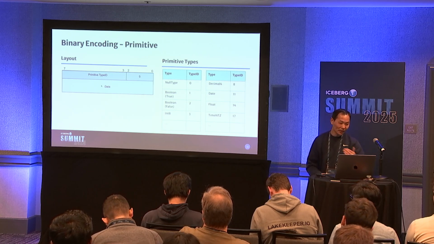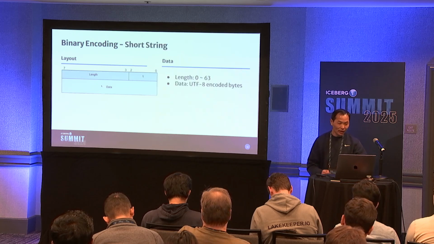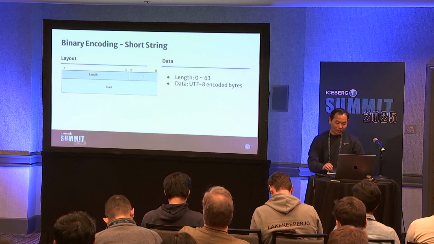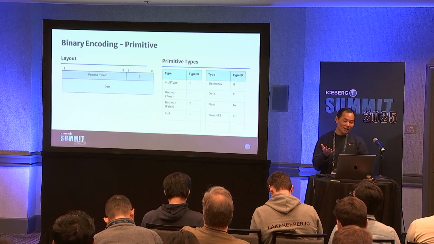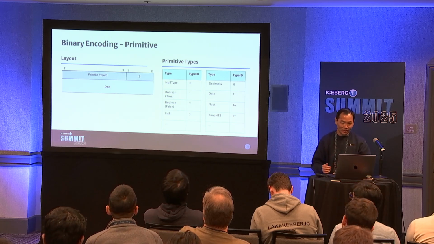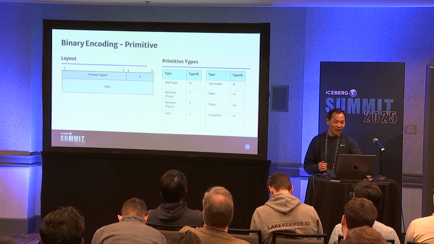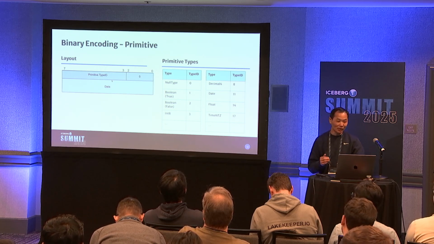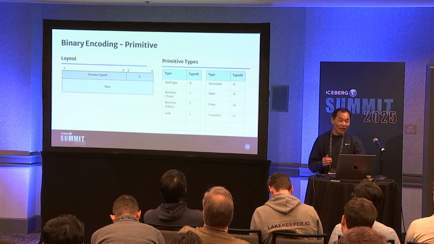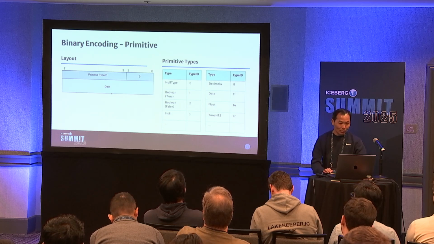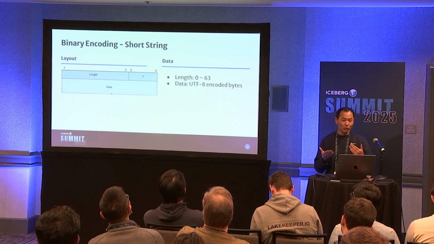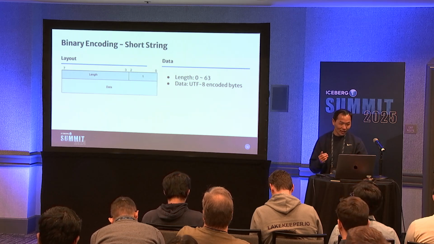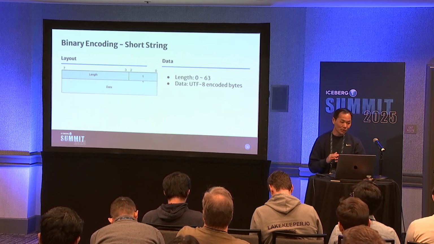This is pretty straightforward. Now, another case is a short string. A string is also a primitive type, so we can encode it as a primitive. I cannot remember what the type ID is, but it's a length plus the string. But if the string is short, let's say less than 64 bytes, then you can use the short string format to do the encoding.